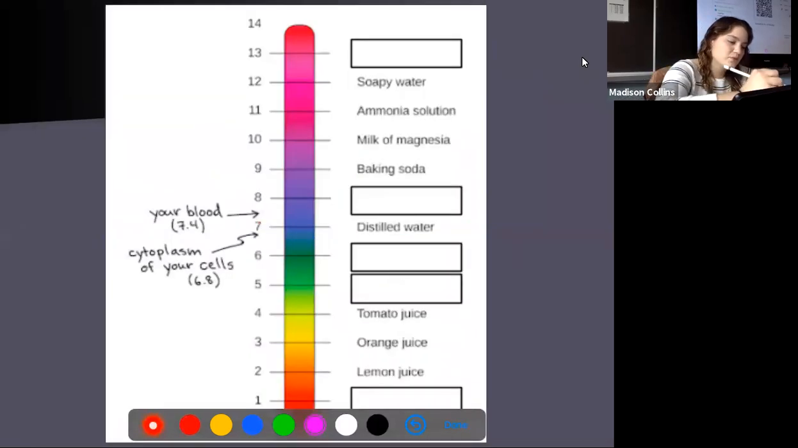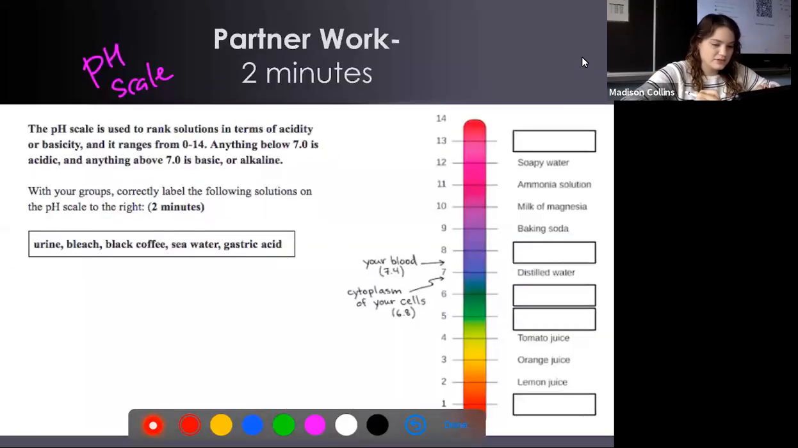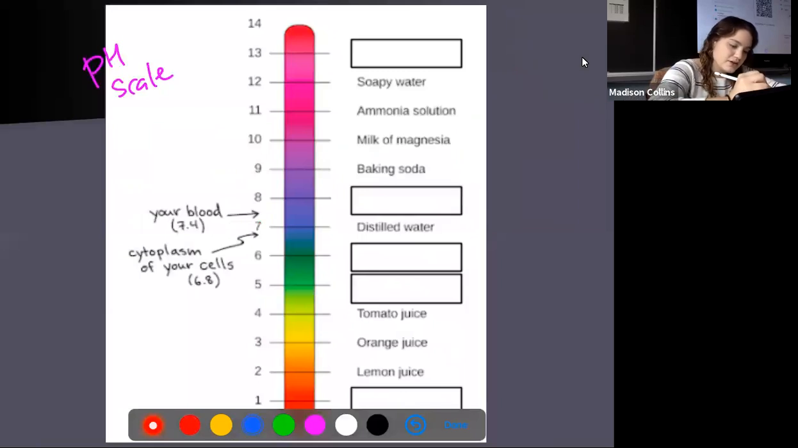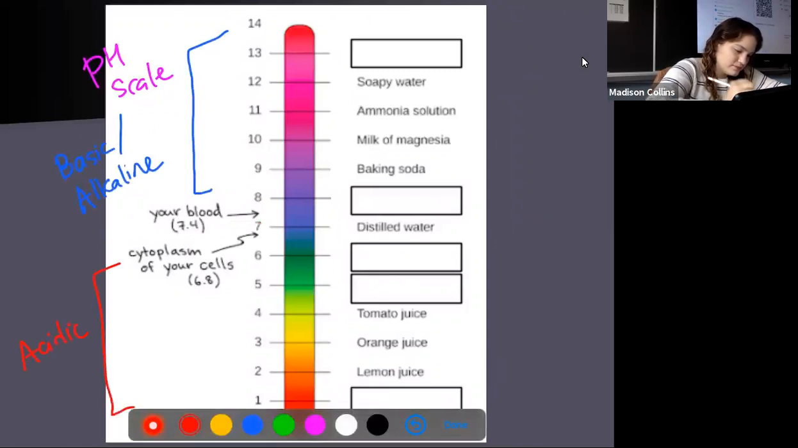All right, so one more time, we are dealing with a pH scale here. That pH scale is going to range from 0 to 14. Anything from 8 to 14 is going to be basic or alkaline. And anything that ranges from 6 to 0 is going to be acidic. Which means that 7 is our middle ground, okay? This is neutral territory. So a neutral pH is a pH of 7, and that's water.